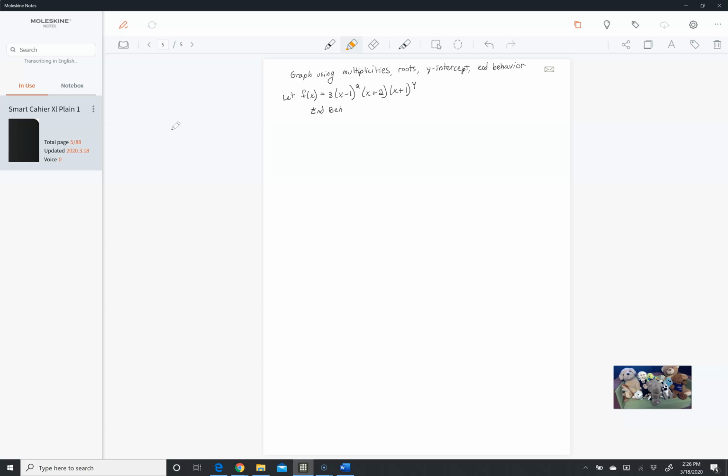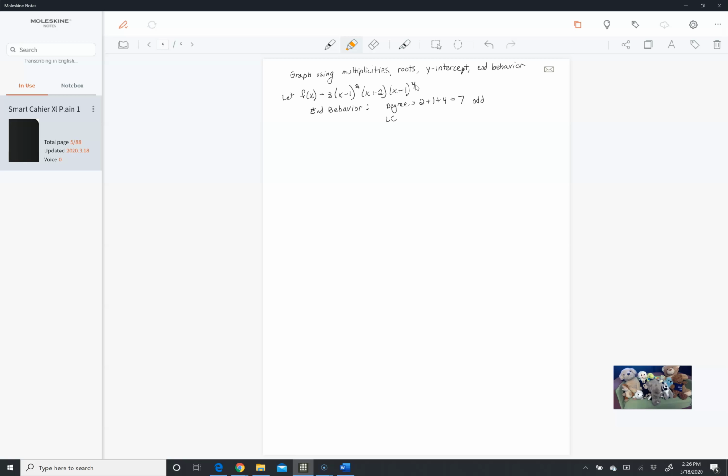So if you remember, in order to determine the end behavior, we need to know the degree. So in order to find the degree, we add the exponents. So 2 plus 1 plus 4 is equal to 7. The 2 comes from here. The 1 comes from this exponent over here. Again, if there is no exponent, it's a 1. And the 4 comes from here. So we have a degree of 7. All we care about is whether it's even or odd, and this one is odd.